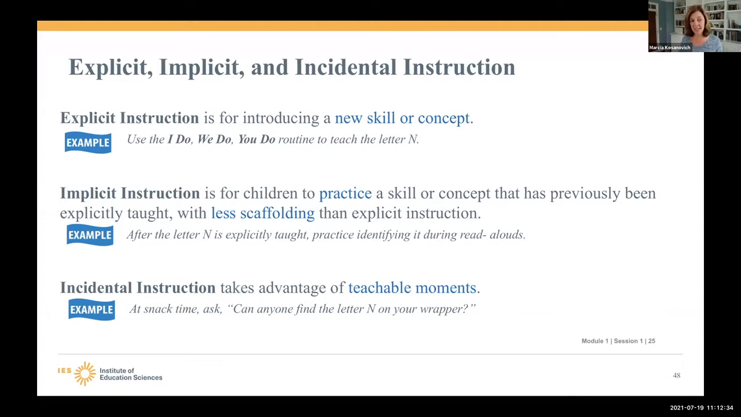An example of implicit instruction is when they're practicing the skill that you explicitly taught. So for example, if you're conducting a read aloud and you ask them to put their thumb up every time they hear a word that starts with N or see an N, that's an example of implicit instruction. And then incidental instruction takes advantage of those teachable moments. So for example, at snack time, if you say, can anyone find the letter N on your cracker wrapper or something like that, that's an example of incidental instruction. After skills or concepts have been explicitly taught, then implicit and incidental instruction can be used for review and practice.